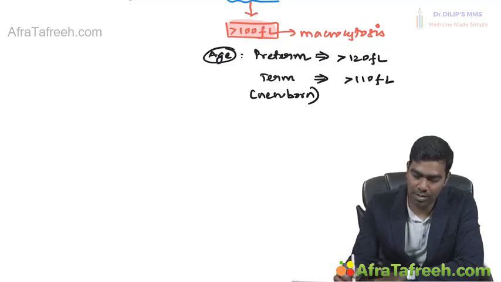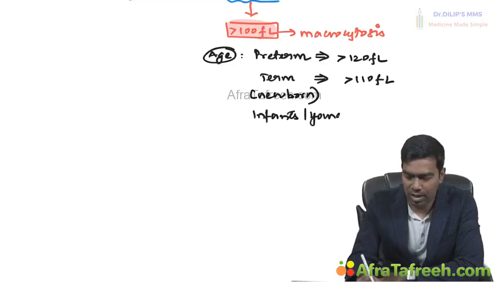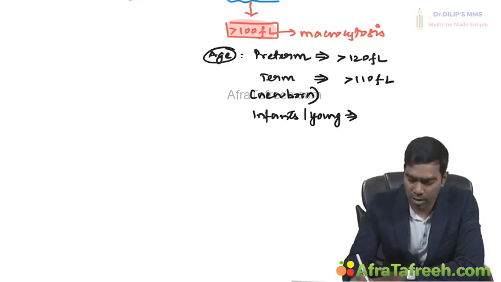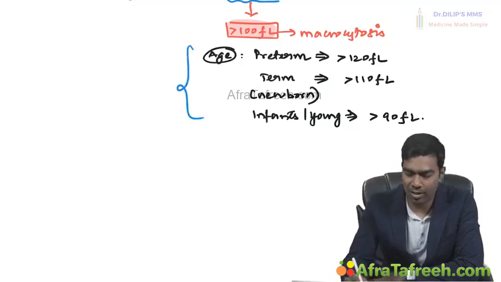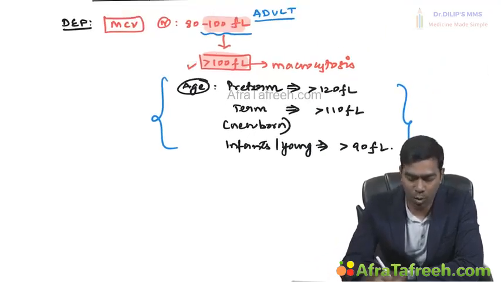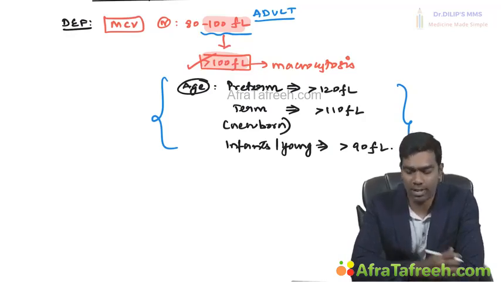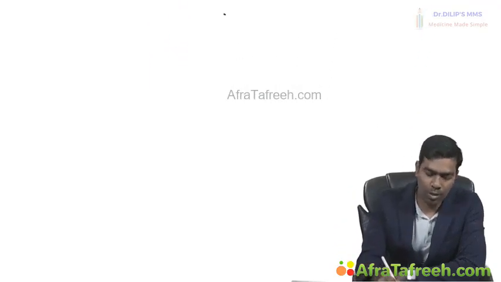And in infants and very young children, paradoxically, your MCV is a little bit less in this population. So anything more than 90 femtoliters can be defined as macrocytosis in this population. But even though I've told you different cutoffs for different age groups, in exams you have to remember only one thing, that is 100 femtoliters. Whenever your MCV exceeds 100 femtoliters, this is what we define as macrocytosis, the standard definition.